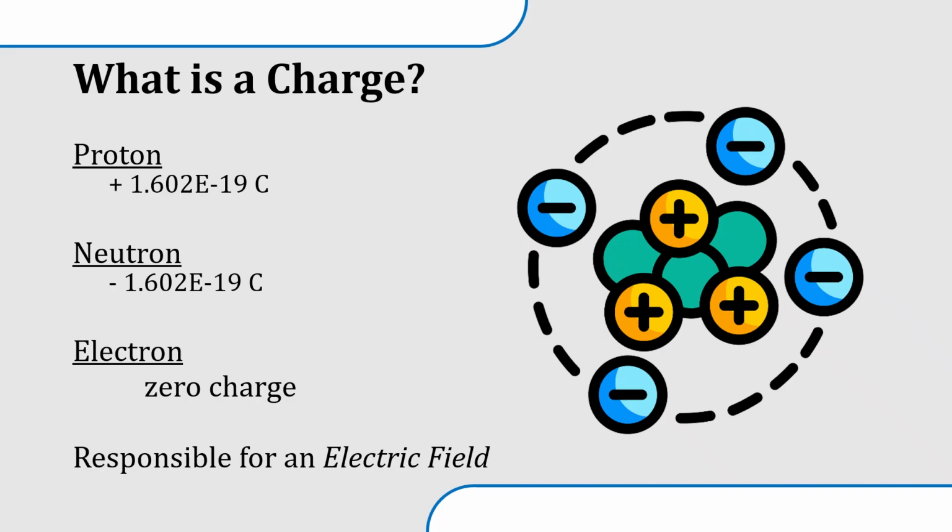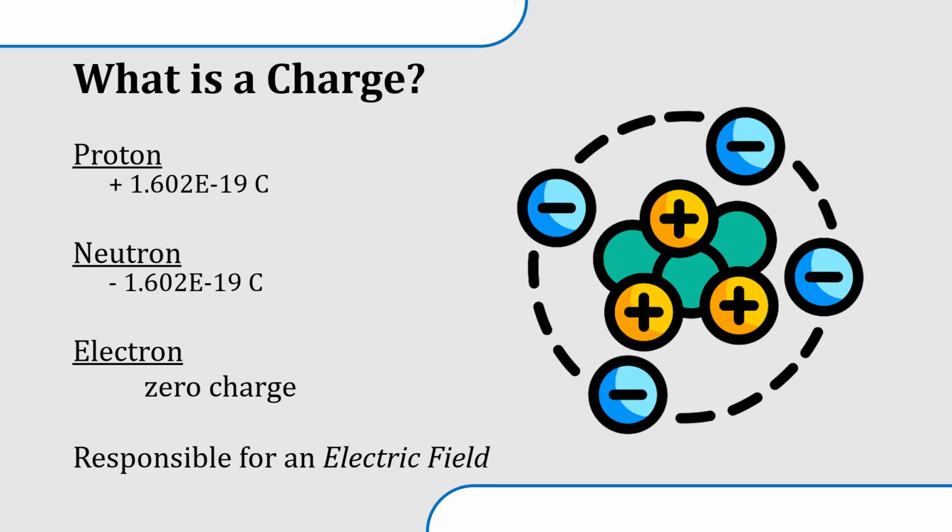For starters, let's ask the question, what is a charge? Electric charge and its movement are the basic items of interest in electrical engineering. The proton has a positive charge, while electrons have a negative charge, and lastly, the neutron has zero charge. So protons and electrons have the value of 1.602 times 10 to the negative 19 coulombs.